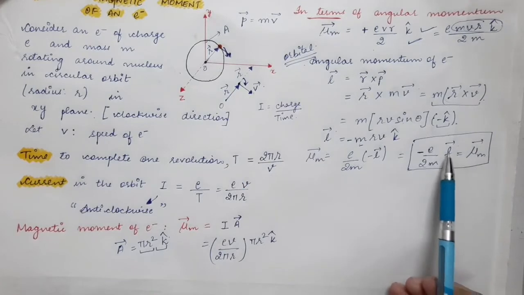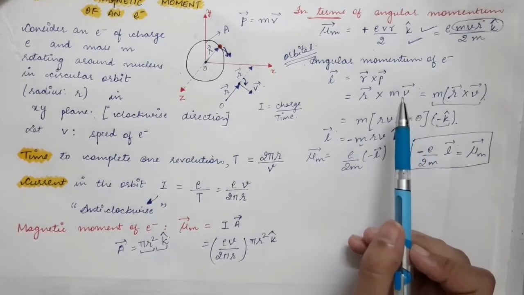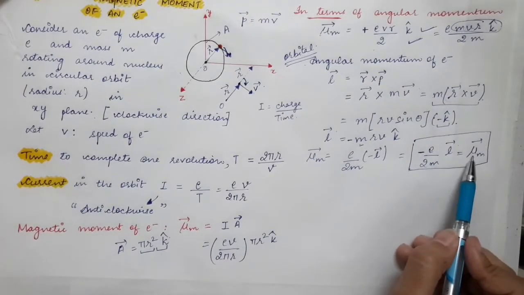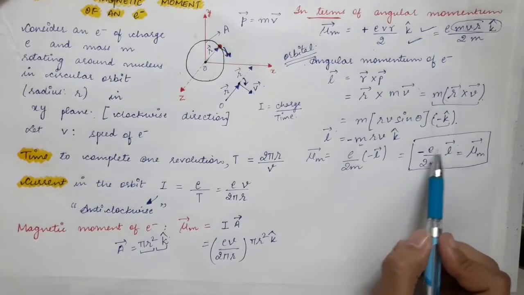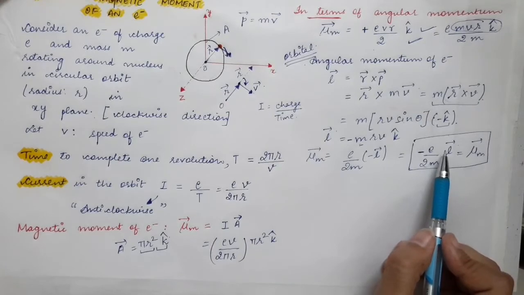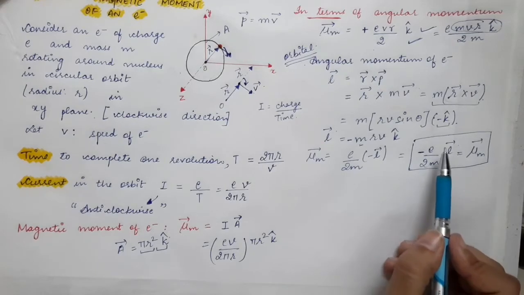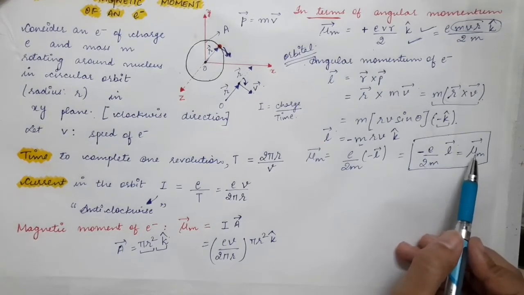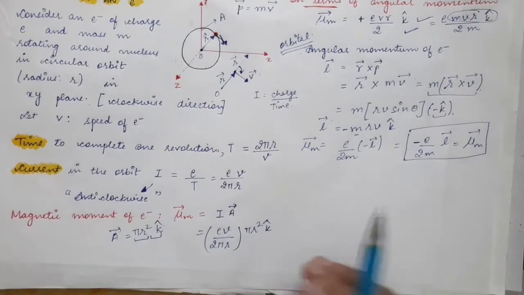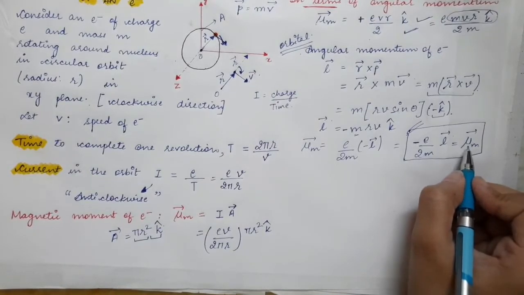So the mu m vector and L vector are in opposite directions for the case of an electron, and for the case of any negatively charged particle, this is the same case that you get: the mu m vector and L vector will be pointing in opposite directions. But for the case of a positively charged particle, for example a proton, the mu m vector and L vector will be pointing in the same direction. So for the case of an electron, these two vectors will be pointing in opposite directions.